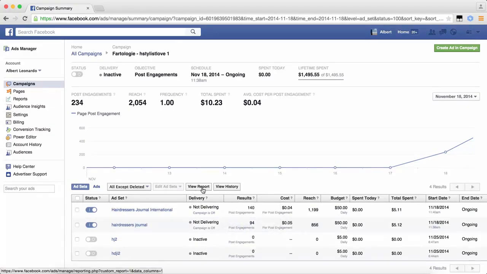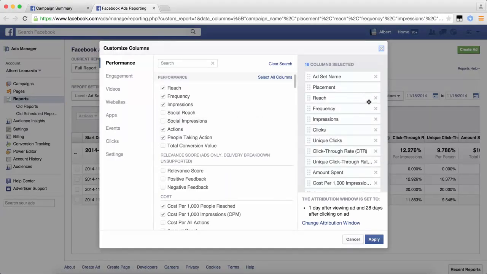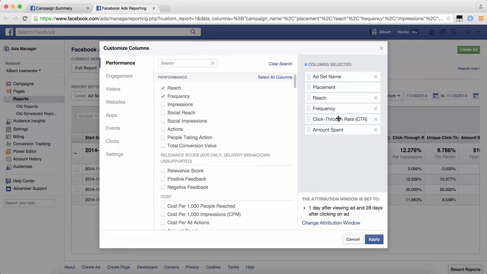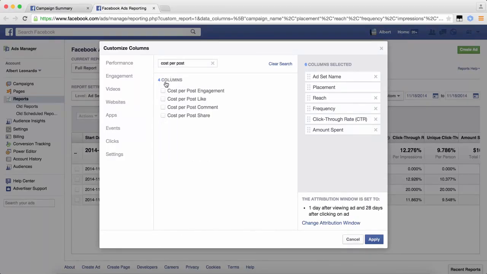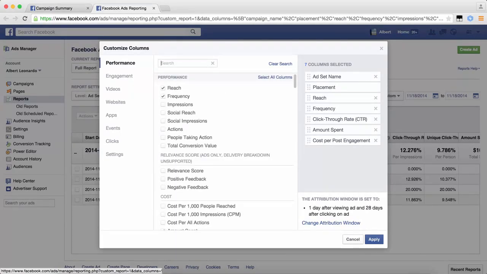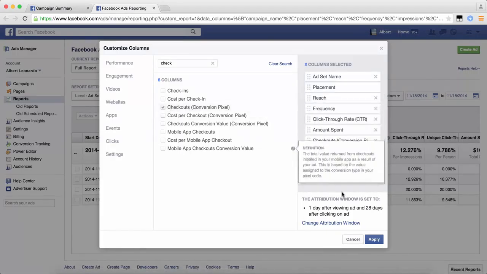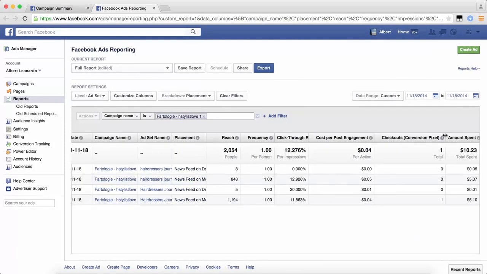And then let's view report and then customize columns. I want reach, frequency. This I don't want. Close it. And the rest I just close it. Okay, I want reach, frequency, click-through rate, and then cost per post engagement. And then of course I want to check the checkout. Alright, and then I usually arrange it in this way. Okay, let's look at this one.